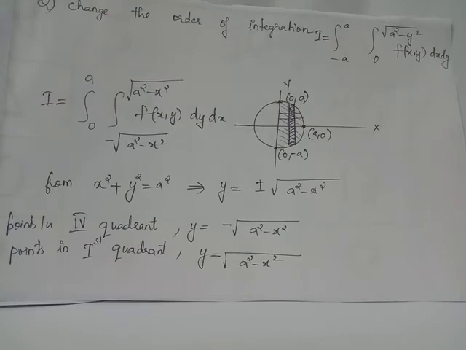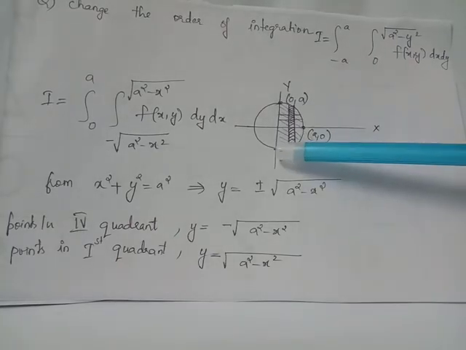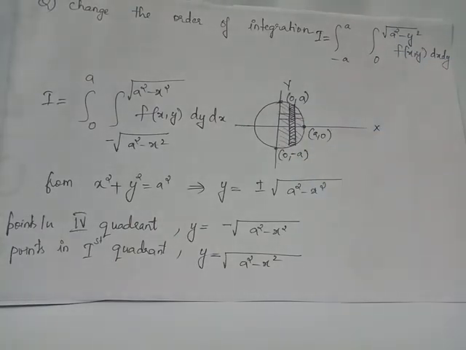We have found the equation of the circle x square plus y square equals a square. When you write y square equals a square minus x square and take square root on both sides, we have y equals plus or minus root of a square minus x square. This region of the circle represents the curve y equals positive root of a square minus x square, and this part of the circle represents the curve y equals negative root of a square minus x square, and thereby we have obtained the lower and upper limits of the vertical strip.